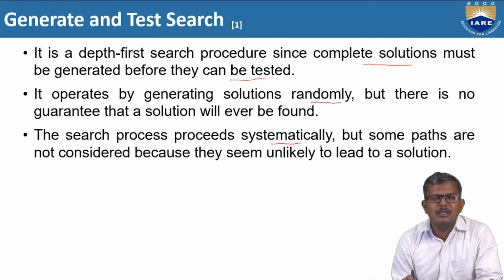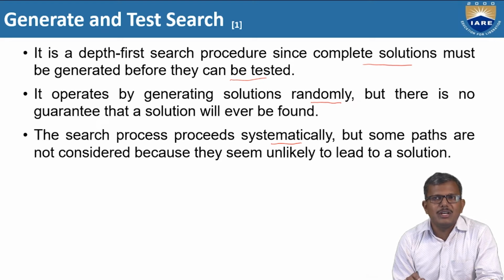So if the search process proceeds systematically, if you continue this process in a systematic manner, then you can guarantee that you may get a solution at some point. We are not talking about the time constraint, remember. Why? Because this is purely a non-heuristic search method. In generate and test search, we are not implementing any heuristic function. So we never talk about the time. We talk only about whether we are able to get a solution or not.